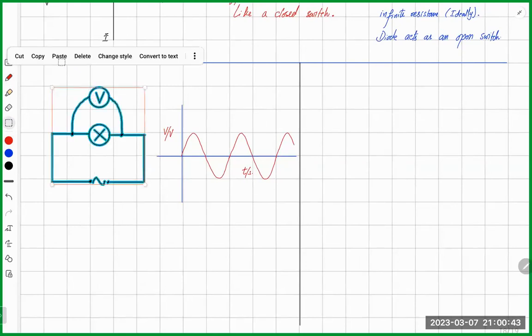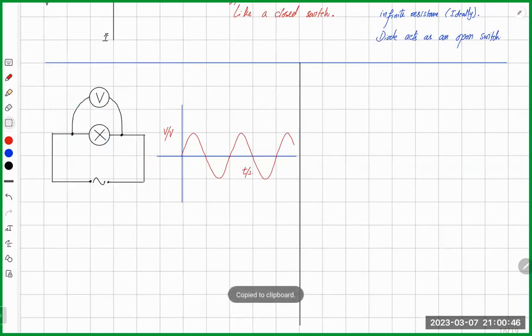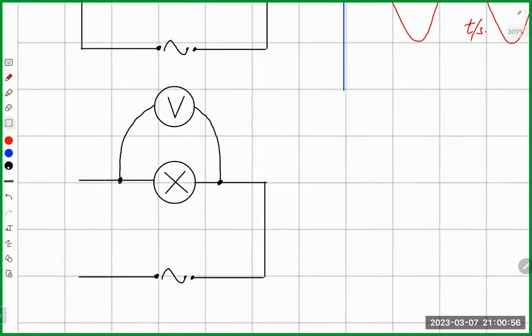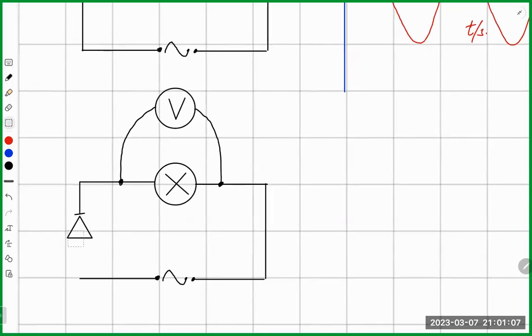I redraw the circuit, but this time I put a diode over there? I can put the diode anywhere, but I'm putting it here. Here we go. This is a diode. And now, what will happen now?